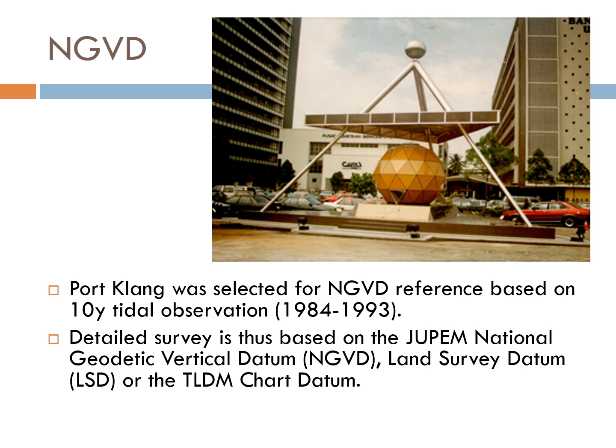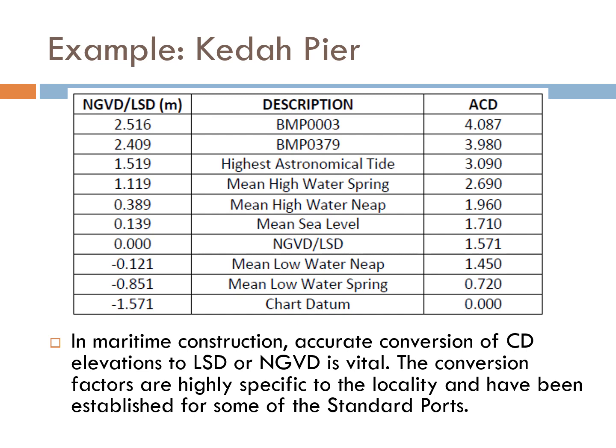So subsequently, all the land survey measurements are based on this NGVD system, although the Land Survey Datum is still being used as well. This table shows an example of the NGVD and also the Land Survey Datum for Kedah Pier. In this case, the NGVD and the LSD values are the same. And of course, the local chart datum is different. As you notice here, for example, the chart datum in Kedah Pier has a 0 at this particular level.